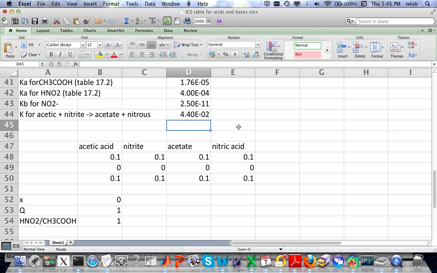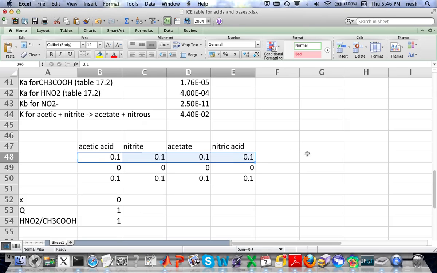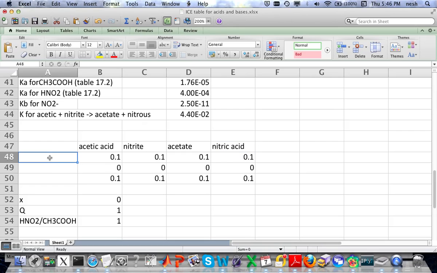The rest of this problem is going to be pretty straightforward, a lot like problem part 1. I'll just get us started. I've set up the initial conditions as the problem lays it out, 0.1 molar concentration for all 4 of those species, acetic acid, nitrite ion, going to the products. And here's our ICE table: I, C, and E.